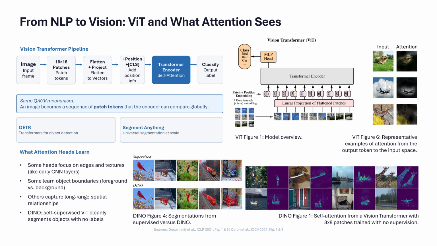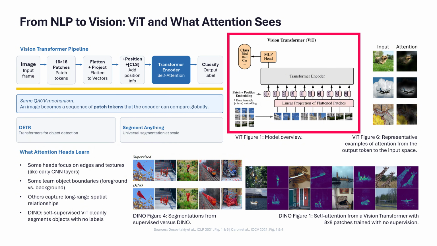For a few years after 2017, transformers dominated language, while computer vision kept running on CNNs. Then in 2020, Dosovitskiy and colleagues at Google tried something straightforward. Just treat an image like a sequence and feed it into a transformer. That's the Vision Transformer, or ViT.